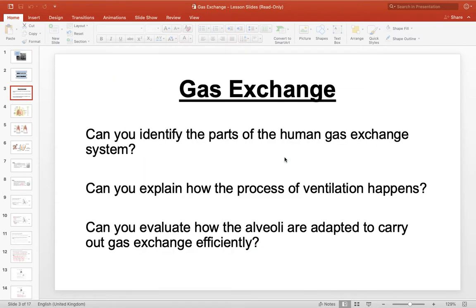So today's title, in your books, as you would do for any other lesson, you need to write the title, please, Gas Exchange. By the end of the lesson, you should be able to identify the parts of the human gas exchange system. You should be able to explain how the process of ventilation happens, and you should be able to evaluate how the alveoli are adapted to carry out gas exchange efficiently. Okay?